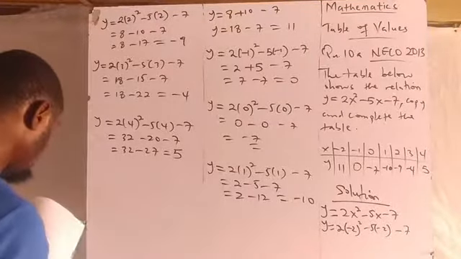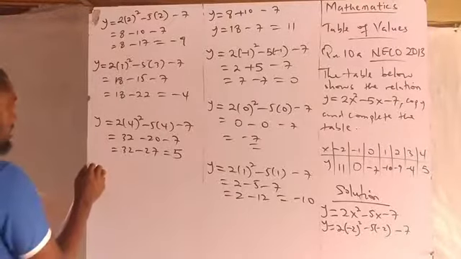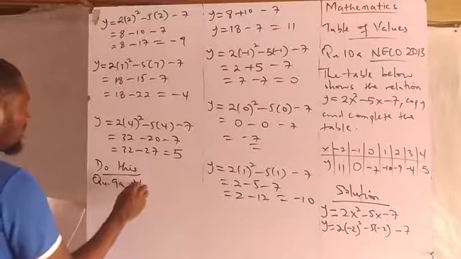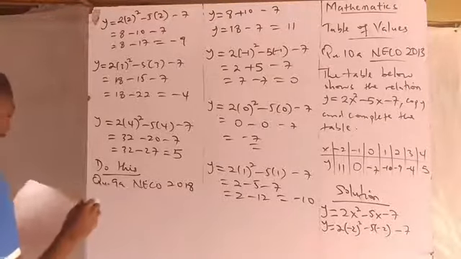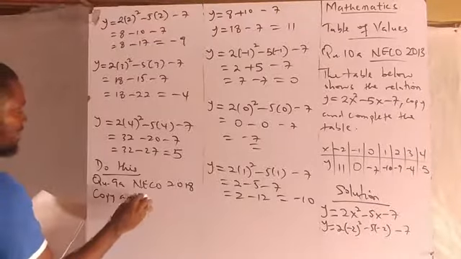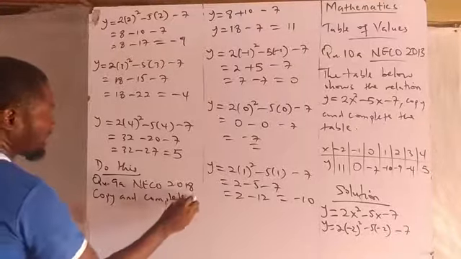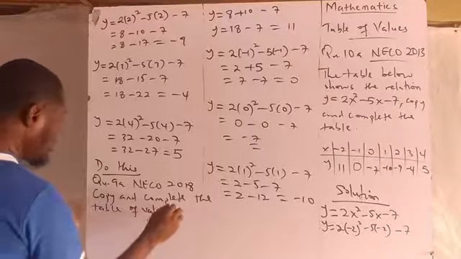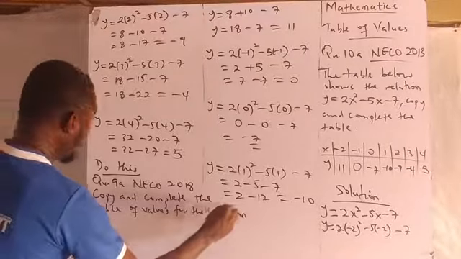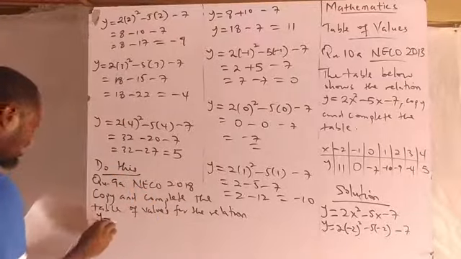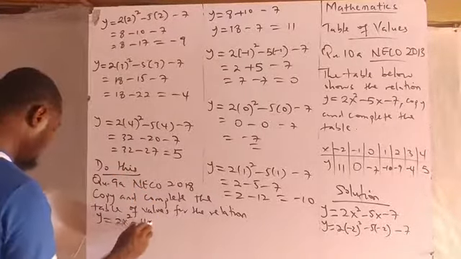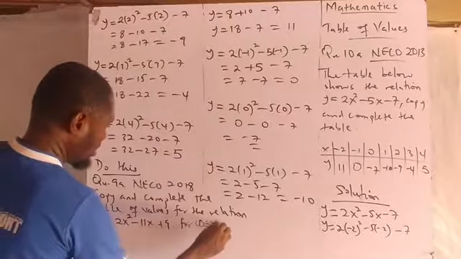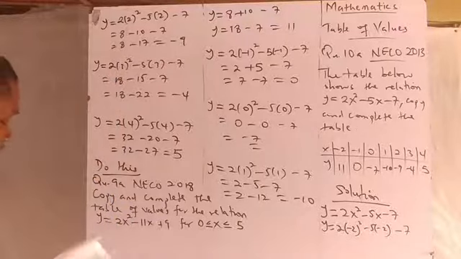NECO 2018, question 9A. Do this. This is question 9A. Copy and complete the table of values for the relation. The relation y is equal to 2x squared minus 11x plus 9 for x greater than or equal to 0, less than or equal to 5. That is it. You're asked to copy and complete.